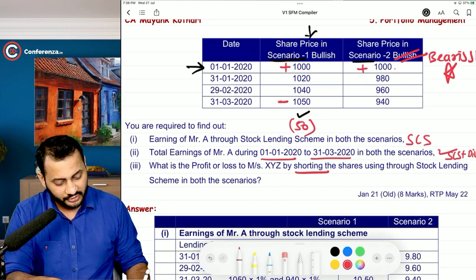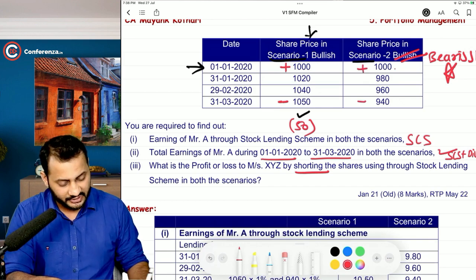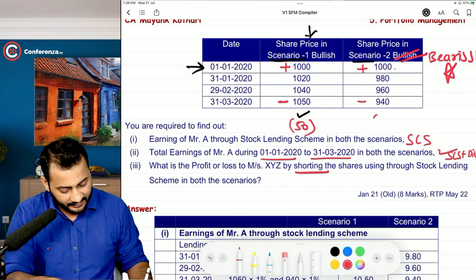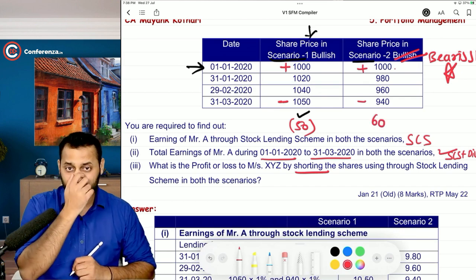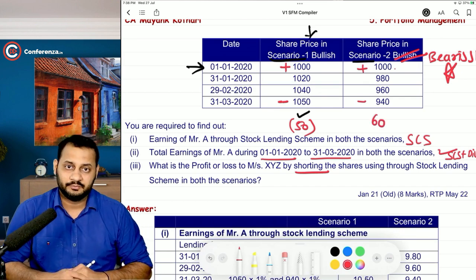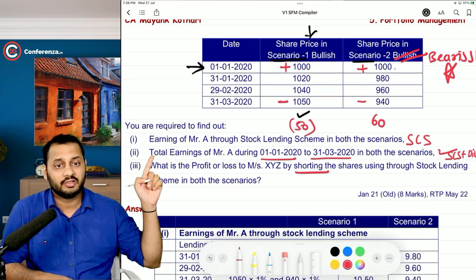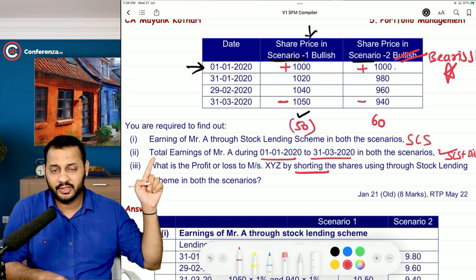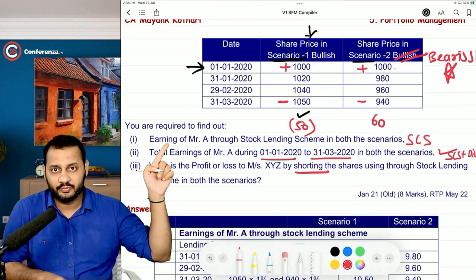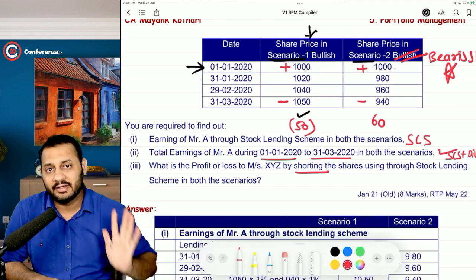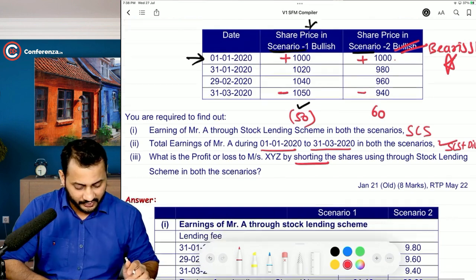But he sold the shares at 1000 at this point and he purchased it back at 940 and here it is a profit of 60 rupees. But this loss and profit will be adjusted first for the lending charges that Messrs XYZ is going to pay to Mr. A, and also the bank guarantee charges. Okay, let's start with the question.